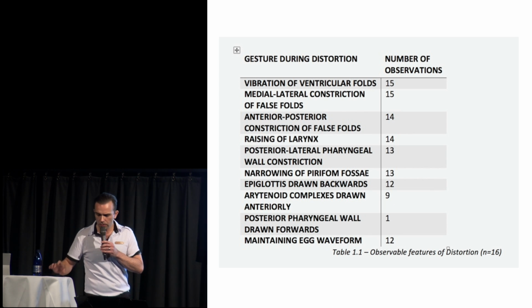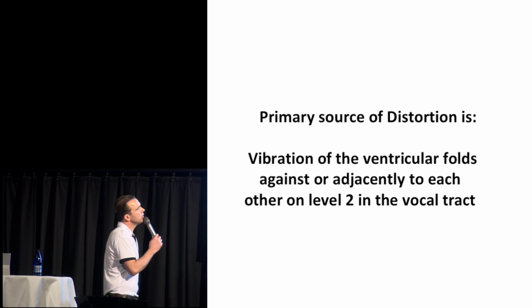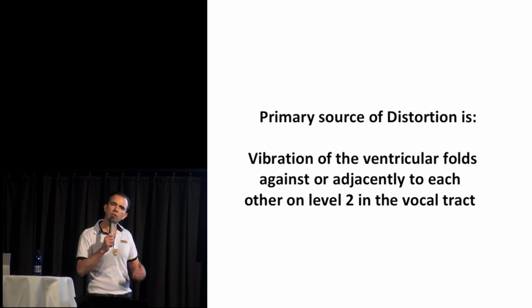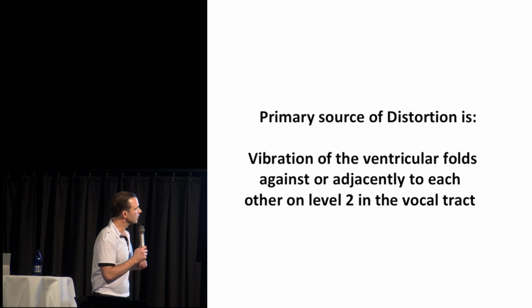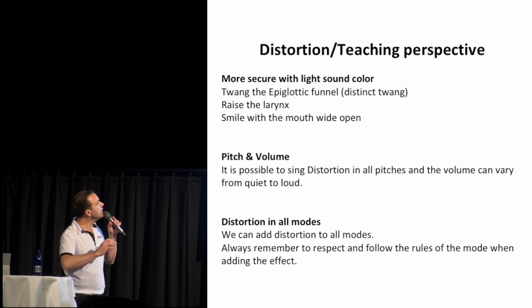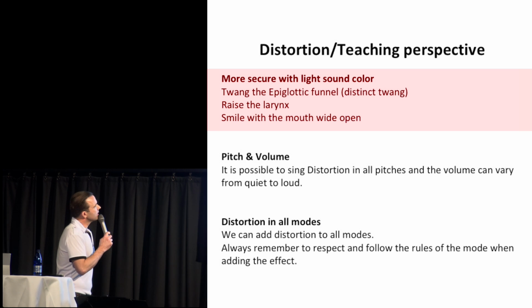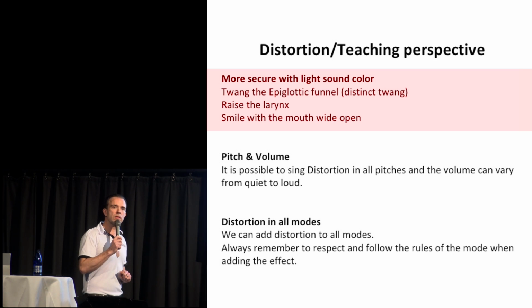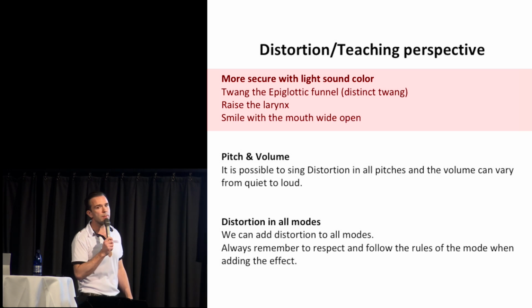I'm just going to focus in on what you also heard before, that the primary source of distortion as we observe it in most individuals is the vibration of the ventricular folds against or adjacently to each other on level 2 in the vocal tract. Level 2 being the ventricular folds. From a teaching perspective, we can say that generally when we're teaching it, it seems to be more secure with the light sound color. And there are 6 places where we can alter the sound color in the vocal tract, but we can say that some of the popular ones are the twanging of the epiglottic funnel. We call it distinct twang.